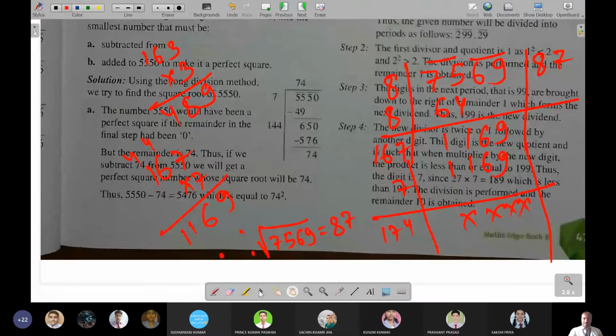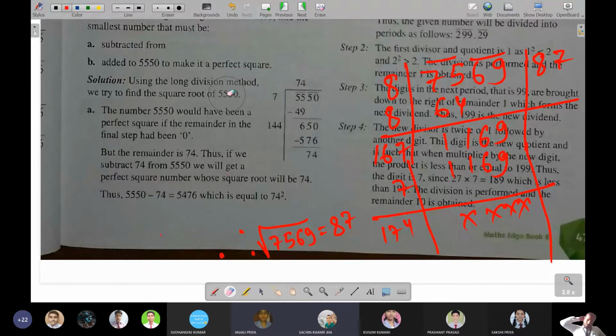Sir, if we do 299, then it has prime factorization, sir. 299 prime factorization. If you take 9, 9 and then after 2, 9, 9, 18 and 2, 20. Of course, it will not be divided by 3. Sir, if a number is given, how do we find out the square root? Now just see.